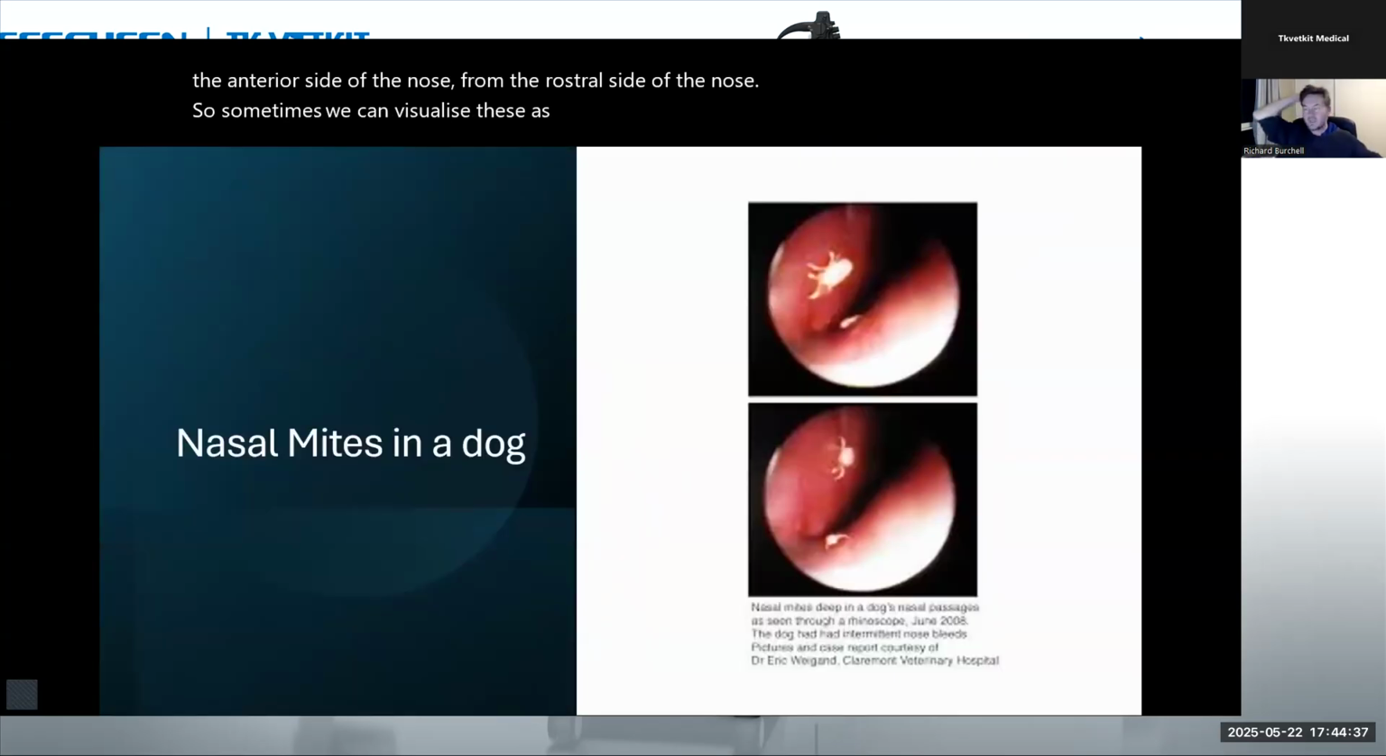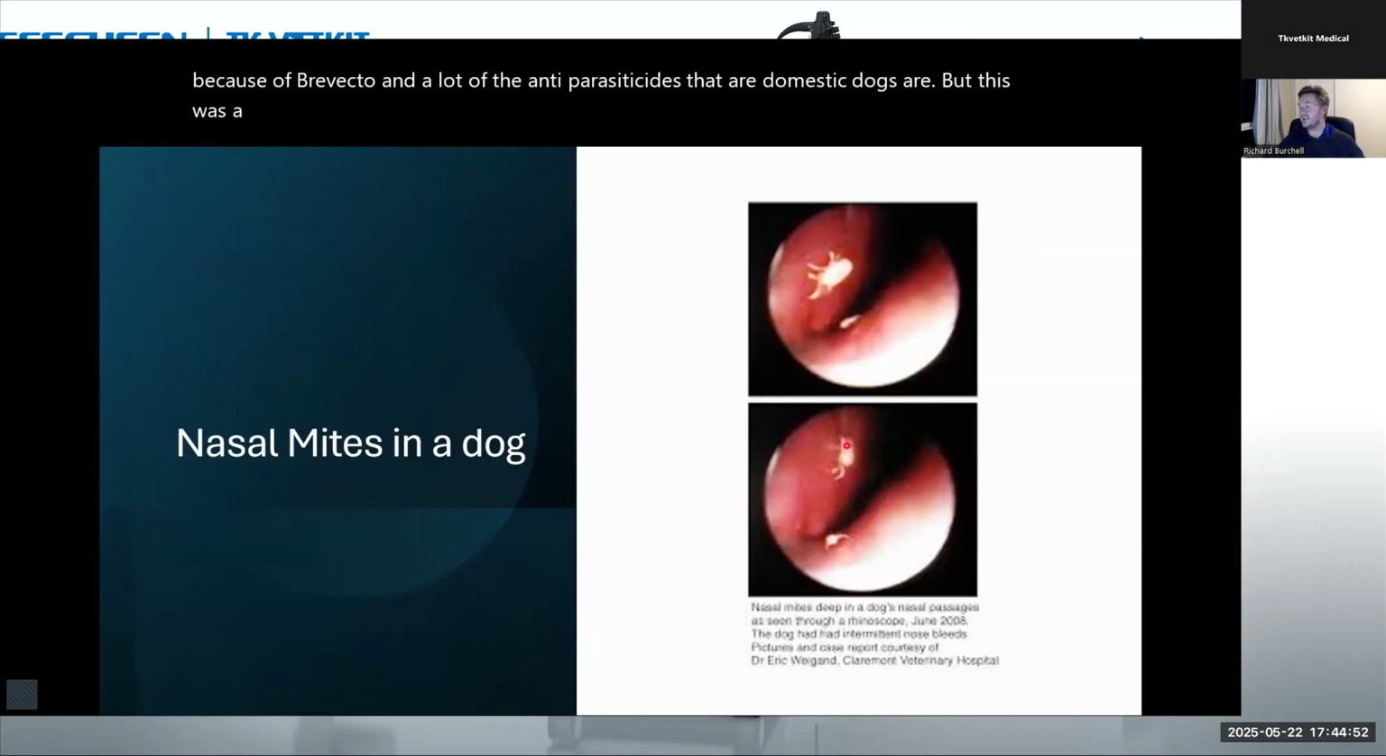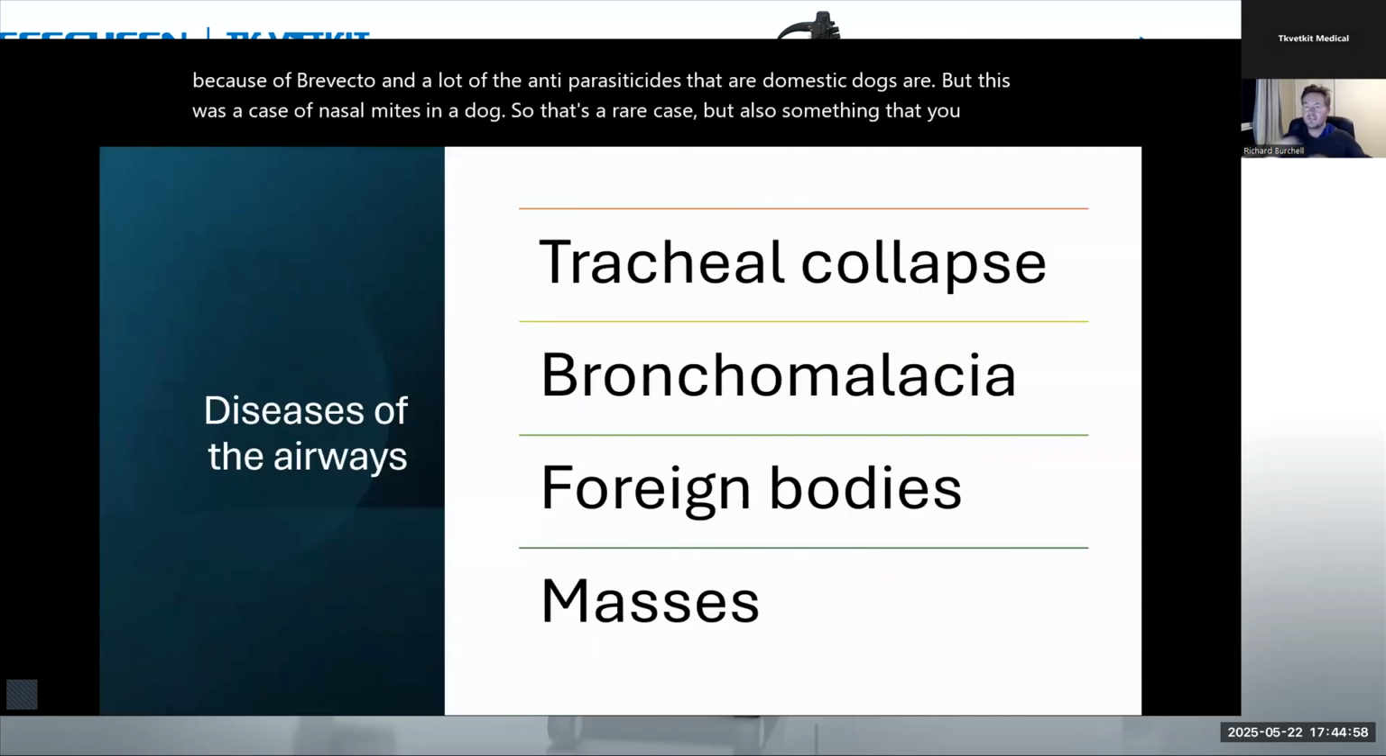And then this is rare. I know of a colleague who saw one of these up north, but you don't tend to see these so much now because of Bravecto and a lot of the anti-parasiticides that our domestic dogs are on. But this was a case of nasal mites in a dog. So that's a rare case, but also something that you can diagnose rhinoscopically.